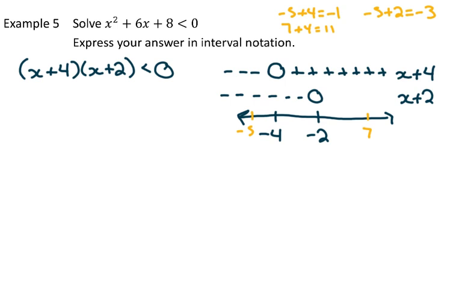Pick a number to the right of negative 2. I already have 7 in yellow. I'll keep going with it. Put 7 into x plus 2. You get 7 plus 2, which is 9. And that's a positive number. Any number on the right would have been positive.